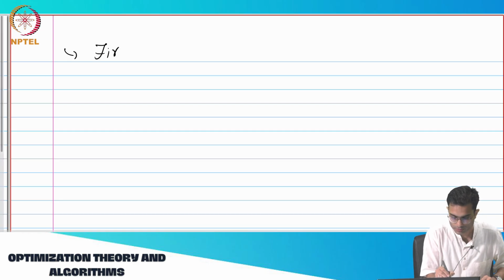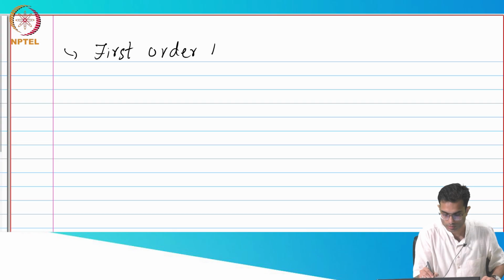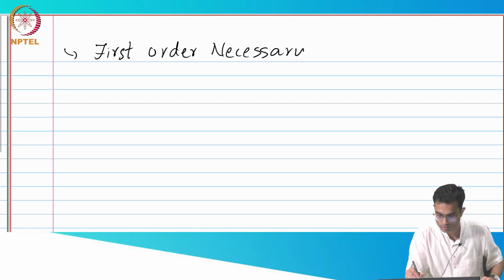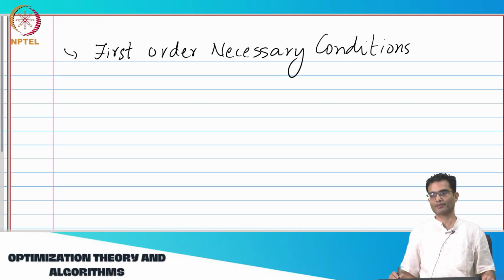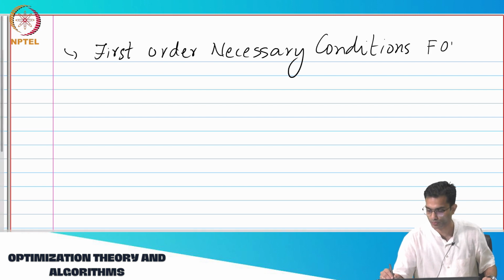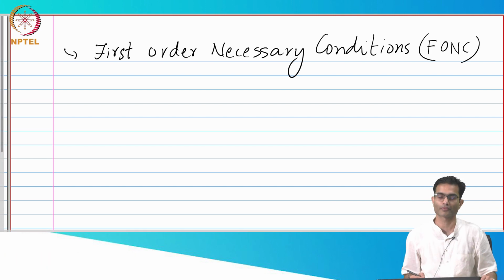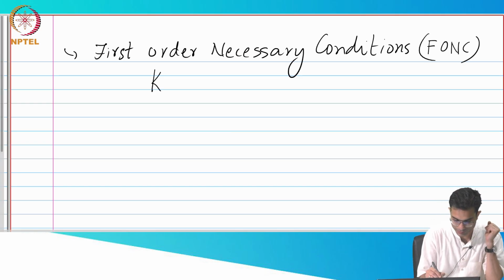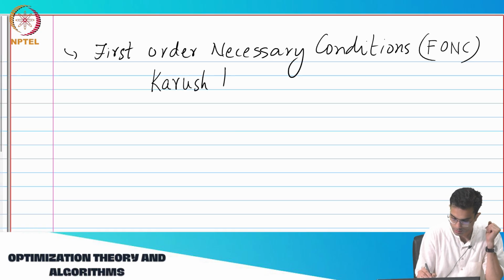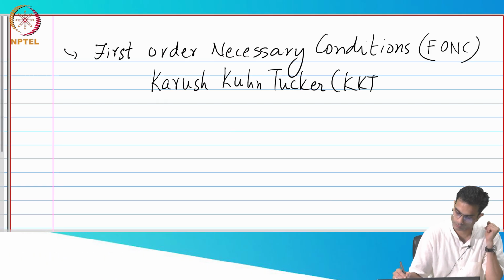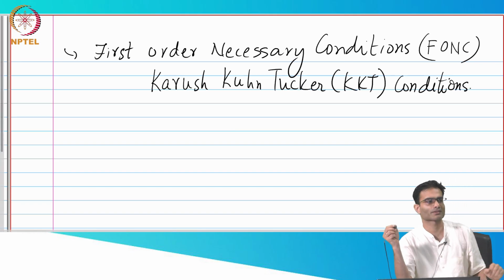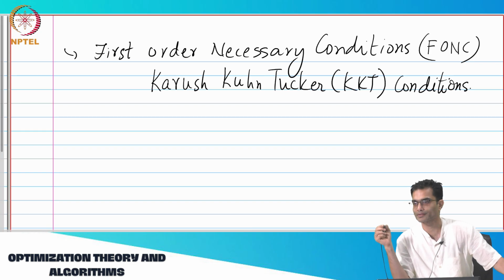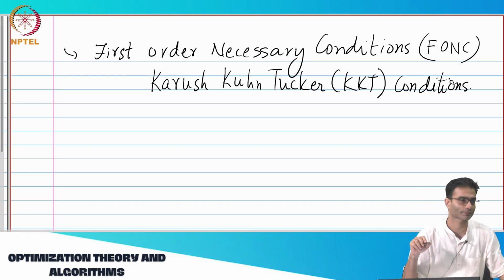So they are called the first order necessary conditions, and because this is a particularly long phrase to write, we will just use the short form FONC. Also called, after the people who discovered it, Karush-Kuhn-Tucker. So in fact, in the literature, you will find most people just call them KKT conditions. Almost no one will say FONC.